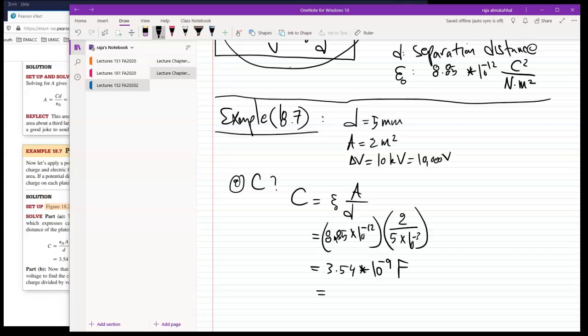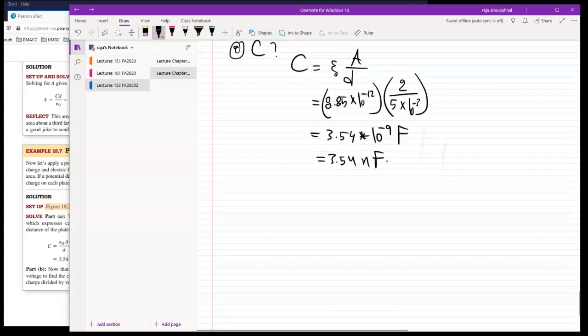See that? See the unit, how large it is? So, of course, the negative 9 here, in this case, would be what? Nanofarad. So it's going to be 3.54 nanofarad. You see what I'm saying? Okay. Part B.